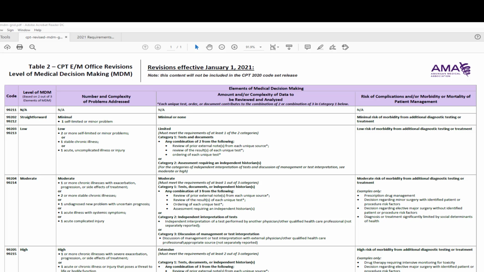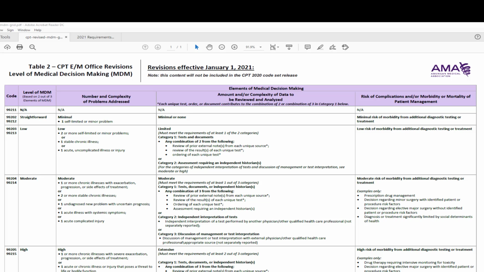So this becomes a moderate level of medical decision-making. You've got one or more chronic illnesses with exacerbation, progression, or side effects of treatment, right? Or two or more stable chronic illnesses, or one undiagnosed new problem with uncertain prognosis, or one acute illness with systemic symptoms, or one acute complicated injury. Now, this could be somebody who comes into us and they've got fractures and herniated disc maybe, things like that. That might help qualify for that. Well, once again, though, then you get to the second column here, the amount and/or complexity of data to be reviewed and analyzed, and it's moderate.